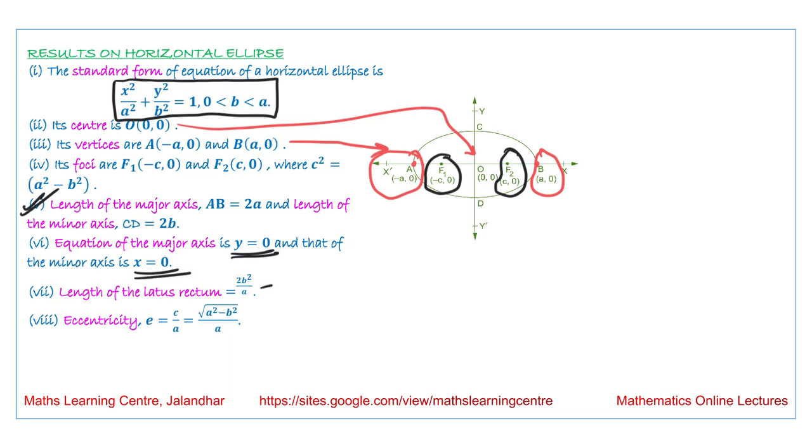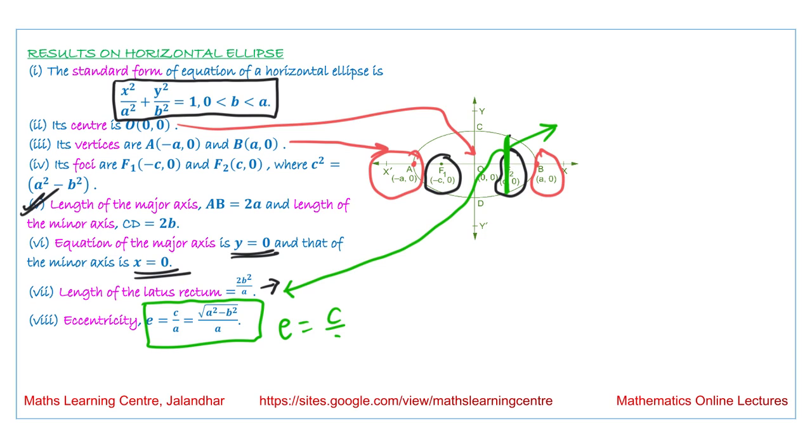Then we have the length of the latus rectum, it is 2b square over a. Latus rectum means a line which is perpendicular to the major axis, passes through the focus, and its end points lie on the ellipse. The length of the latus rectum will be 2b square over a. And eccentricity e is c by a, by definition, and that is equal to square root of a square minus b square over a. This value lies between 0 and 1 because c is always less than a in case of an ellipse.